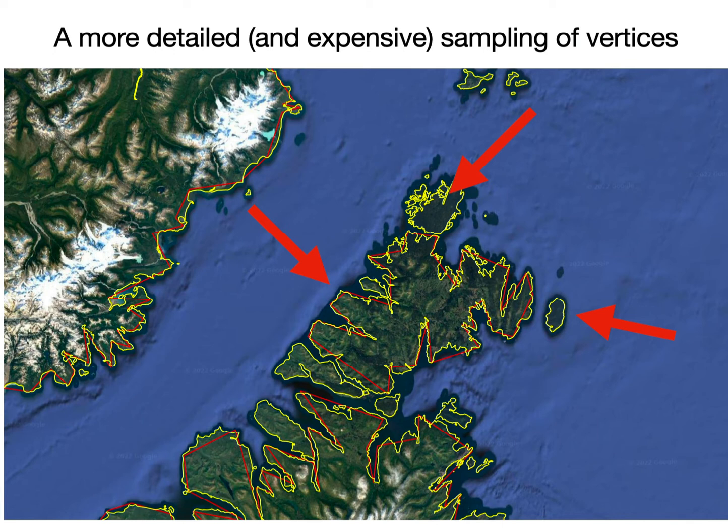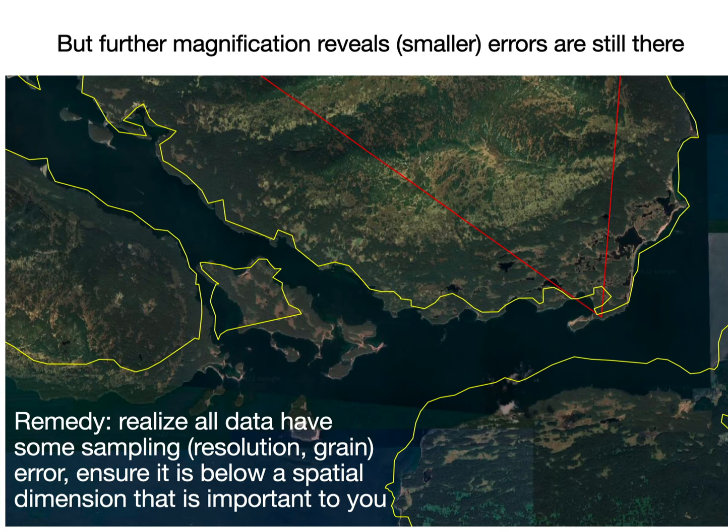Maybe this is data just for a region. And even if I zoom in with that higher quality data at a much finer scale, when you start to see individual patches, there's still the same problems. There are errors of omission, sampling along the edge, sampling that reveals errors at a smaller grain. So really, you have to realize all data have some sampling, resolution, and grain error. You just have to ensure that that error is below the spatial dimension that's important to you.